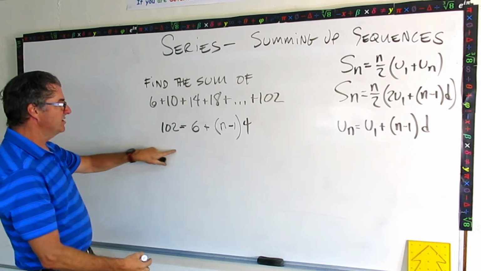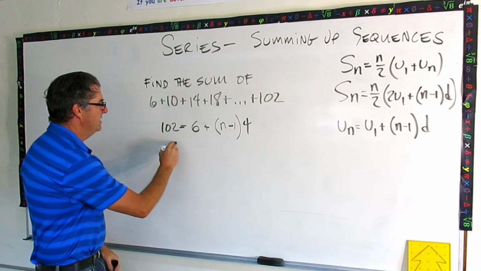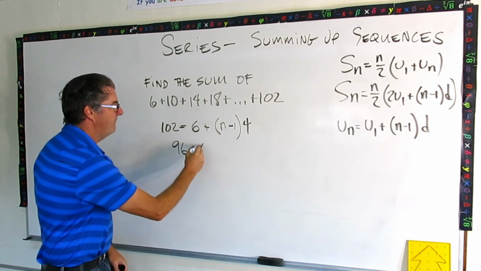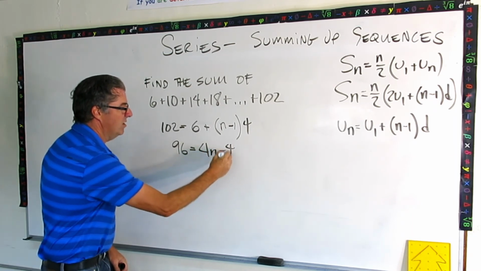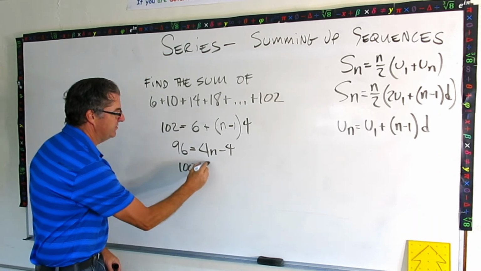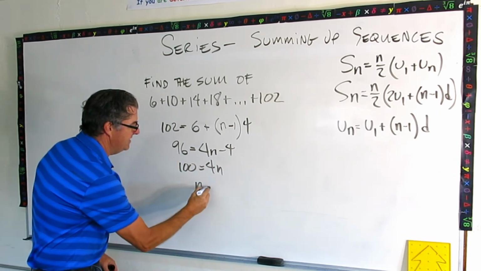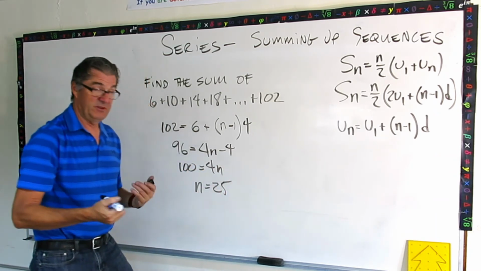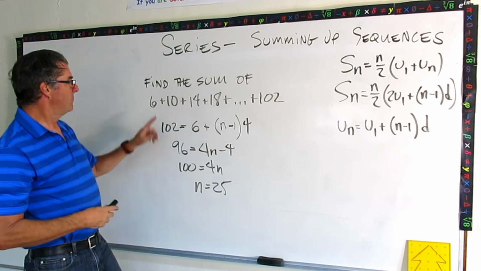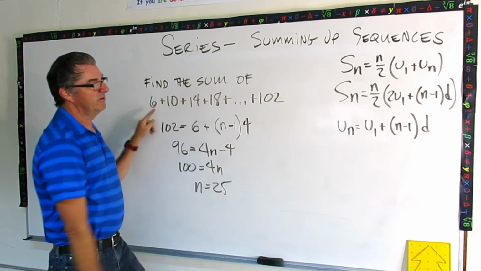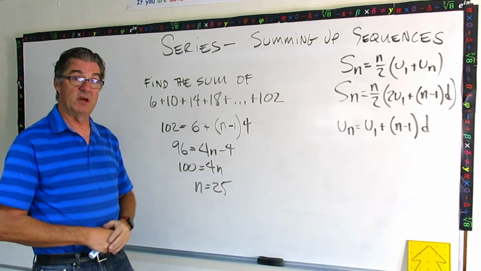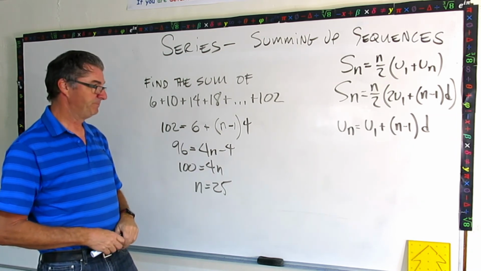Let's subtract our 6 from both sides. So this is going to give me 96 equals, and do my distributive property, that's going to be 4n minus 4. So I'm going to add 4 to both sides, get 100 equals 4n. So now n equals 25. So now we know there's 25 terms in this arithmetic sequence. And I know my first and my last term. So now I can use this formula and find the sum of this sequence. So pause the video, do that work. Let's see how you did.